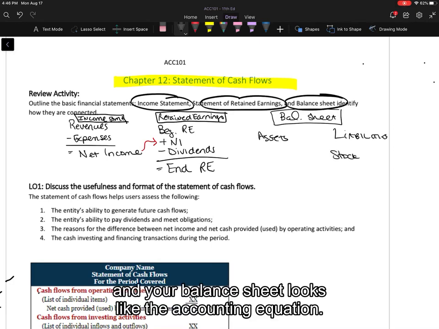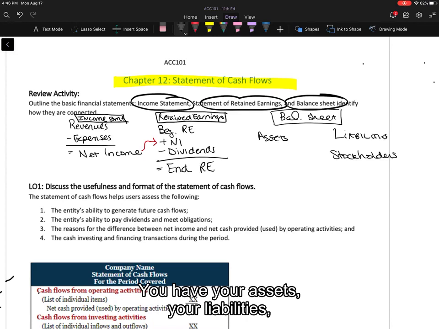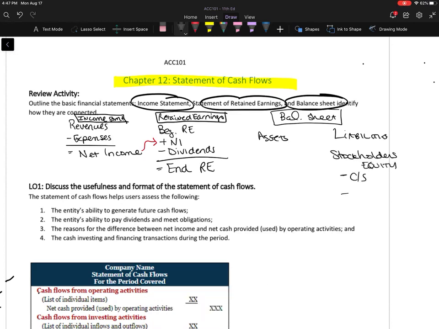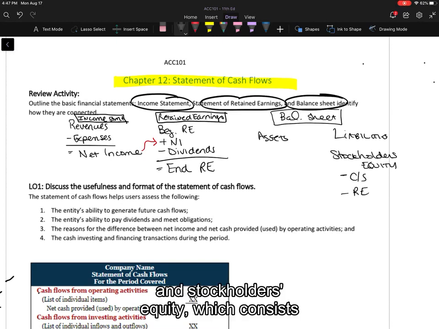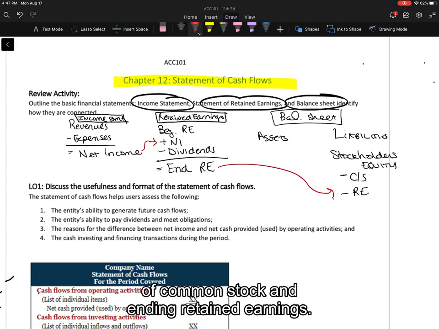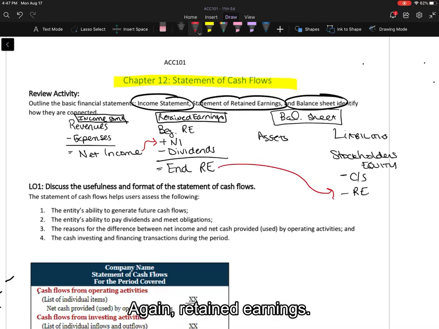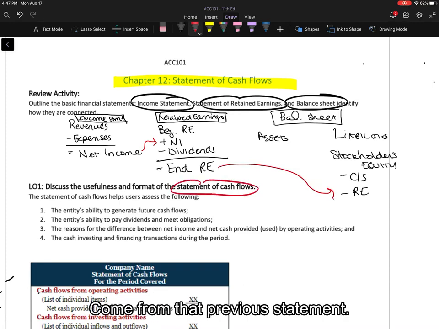And finally, you have your balance sheet. Your balance sheet looks like the accounting equation. You have your assets, your liabilities, and stockholders' equity, which consists of common stock and ending retained earnings. And again, retained earnings comes from that previous statement.